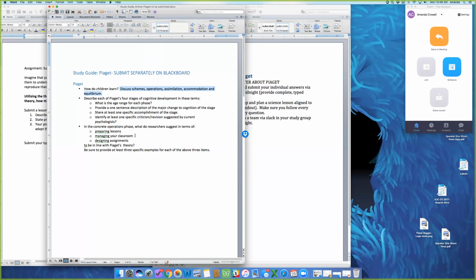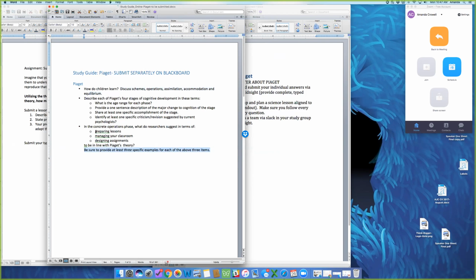And then what's really going to prepare you to do the assignment that you need to do as a group when you meet is this question. In the concrete operations phase, what do researchers suggest that teachers do in terms of preparing lessons that really work with where the students are at in concrete operations? How do you manage your classroom in a way that helps the students to learn in the best possible way? How do you design assignments that really resonate with students given where they are in the concrete operations stage? And then you need to provide at least 3 specific examples for each of these.